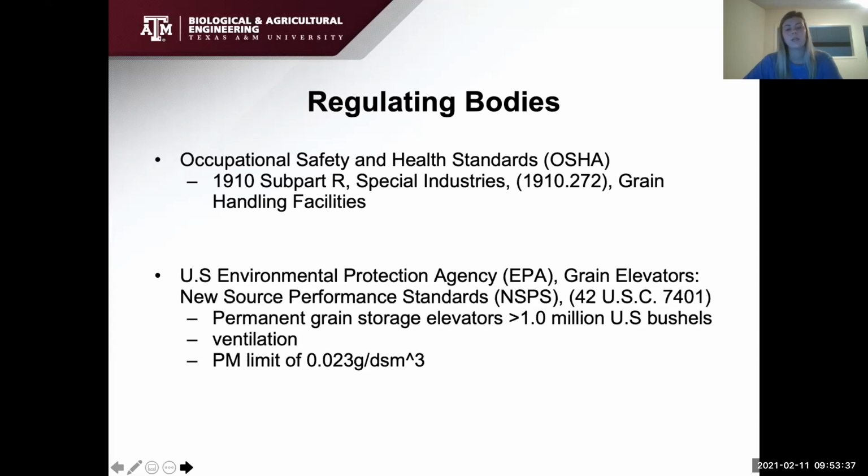The U.S. Environmental Protection Agency, the EPA, also regulates these grain elevators under an entity called New Source Performance Standards. This specifies that any permanent grain storage elevators capable of holding more than 1 million U.S. bushels fall under these regulations and have to follow them. Those state that there has to be an implemented ventilation system for the dust emissions present on that site. It also has a particulate matter limit they have to follow of less than 23 grams per meter cubed on site.